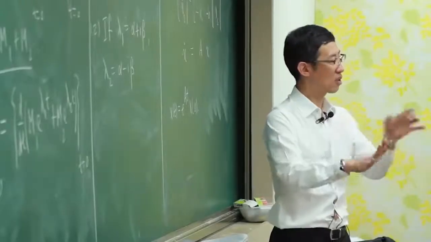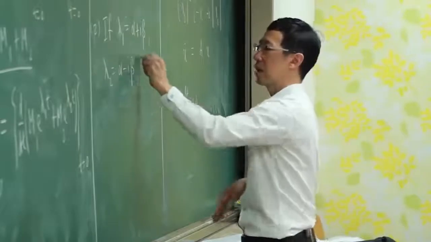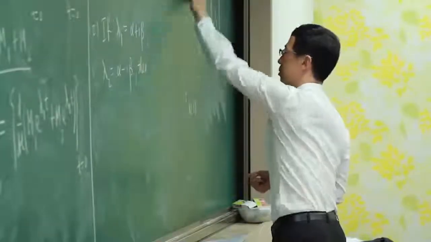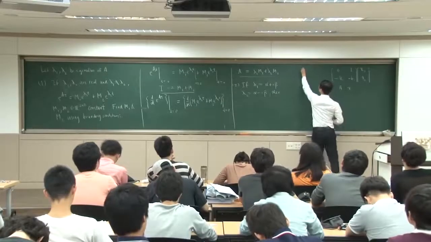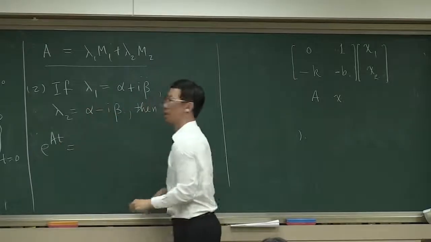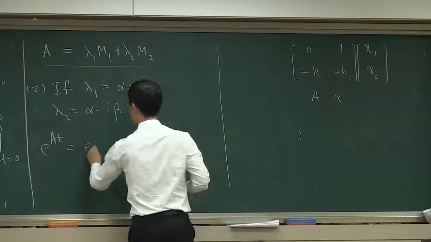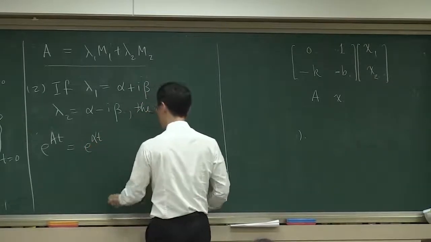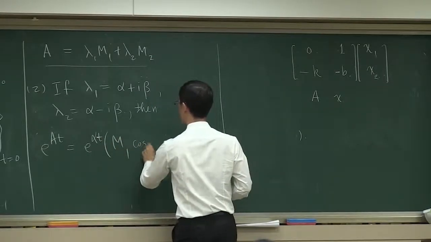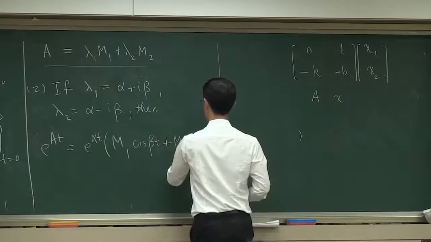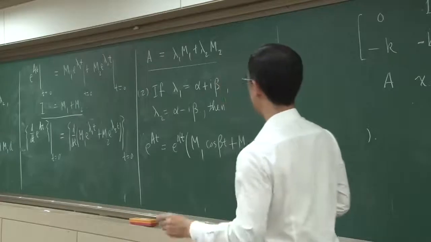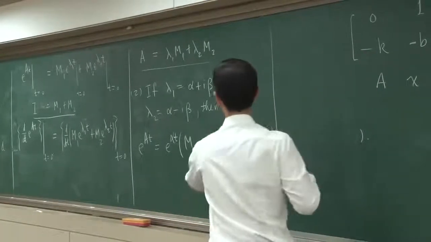Okay, because they always occur in pairs, roots. Then you assume e to the at is of the following form: e to the alpha t times m1 times cosine beta t plus m2 times sine of beta t.